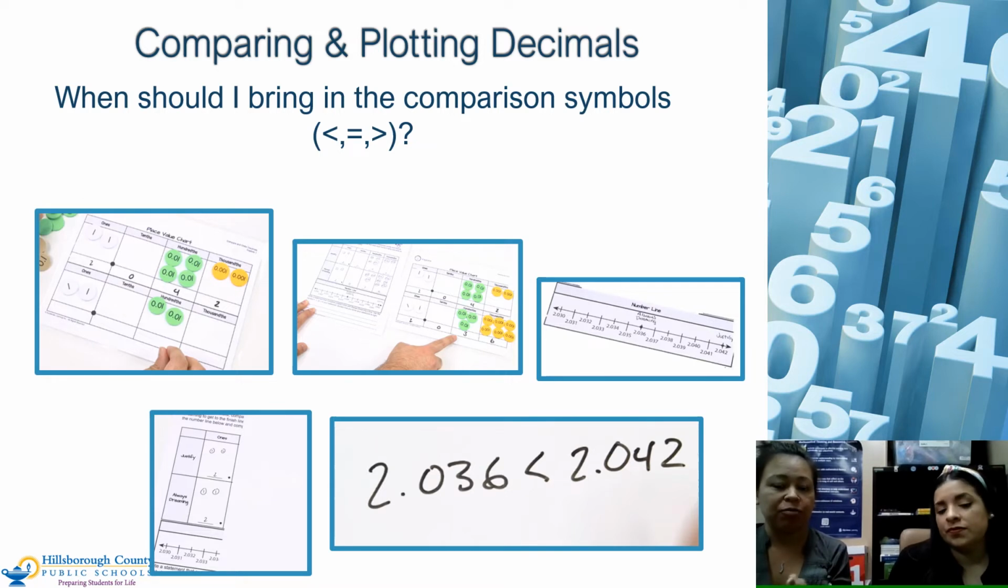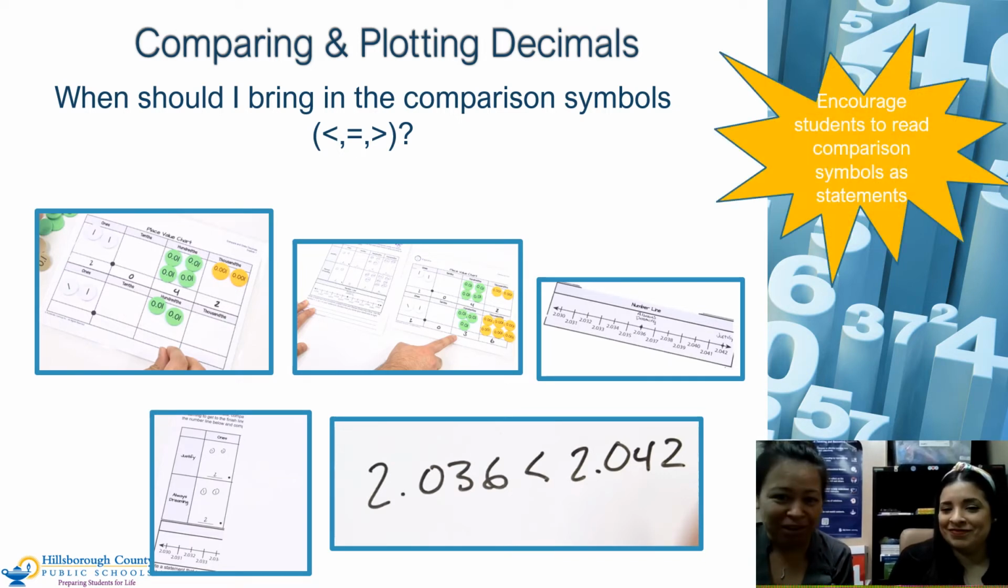And then lastly, there you go. We have the most abstract part of the comparing, where they have two decimal numbers and they're putting the symbol in between and comparing that way, with an inequality. So we want to make sure that we are encouraging students. We don't want students to just write this inequality like it is. We want them to be able to read it. So we want them to read it as a sentence or a statement.